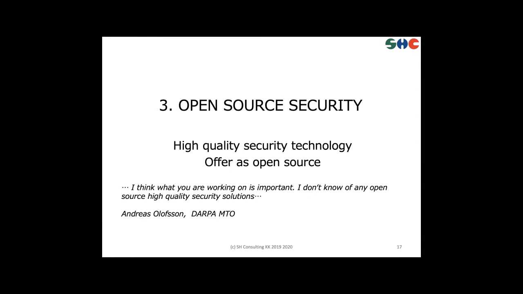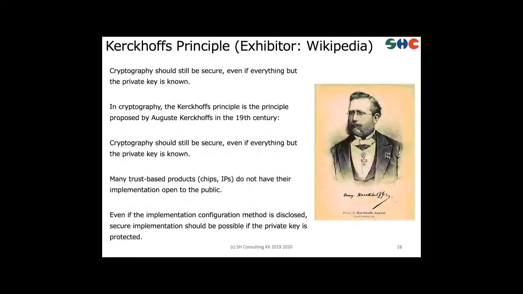Now we're going to talk about the open source security of RISC-V. Why do we need to worry about open source in security? Do open source and security mesh with one another? Really, in the 19th century, there was a person called Kerckhoffs who stated that cryptography should still be secure even if everything but the private key is known. And this is a driving principle of cryptography.